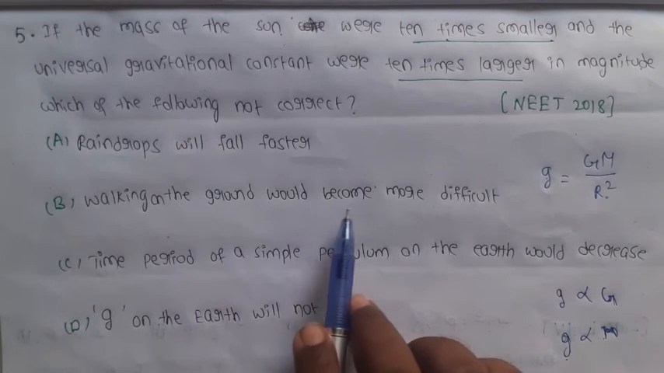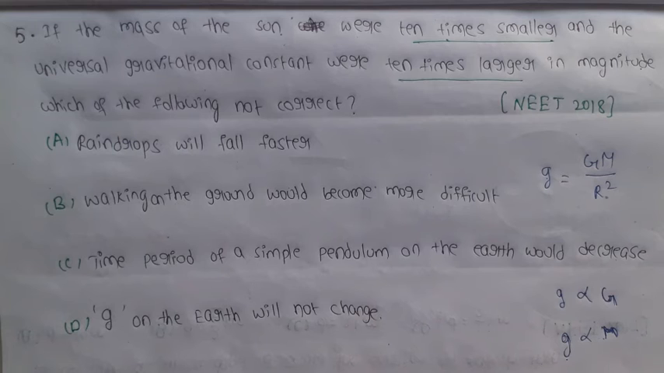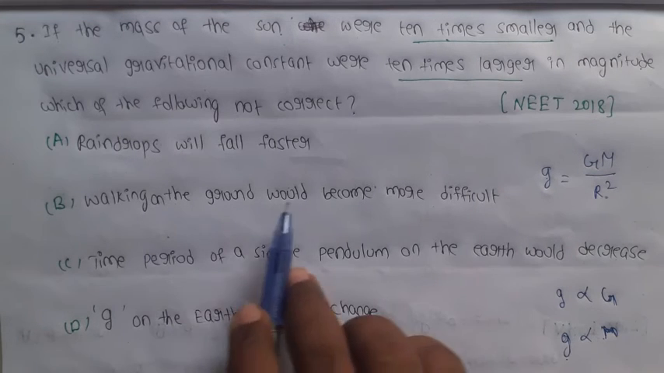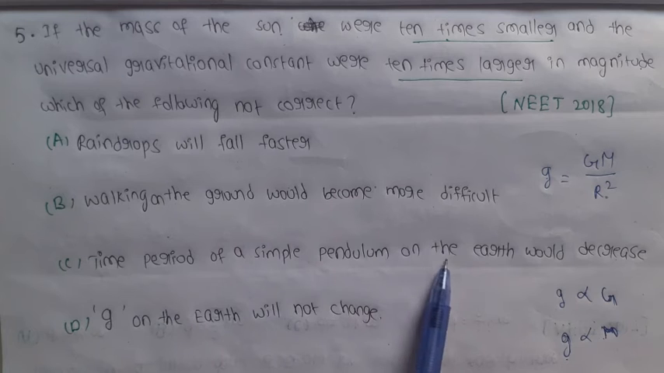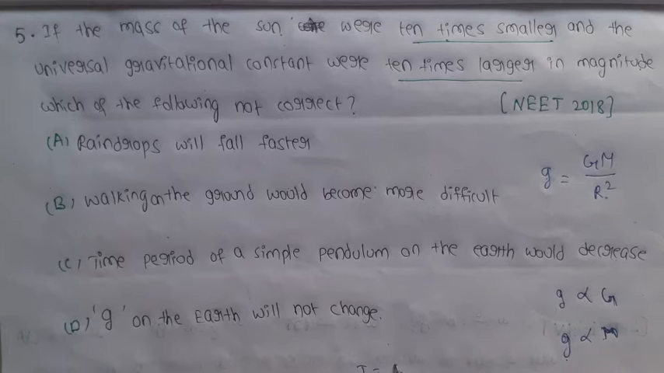Walking on the ground would become more difficult. We cannot walk on the ground. Okay, that is also a correct option. So the time period of the simple pendulum on the earth would decrease. So what is the formula for the time period of a simple pendulum? T equals 2π square root of L by g.